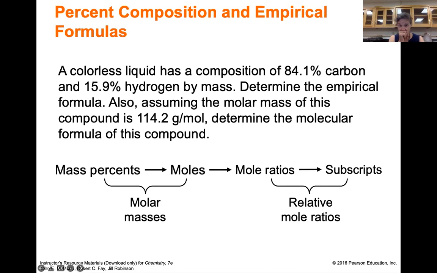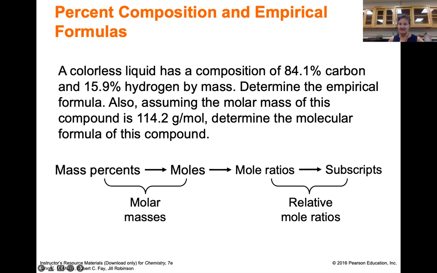So we start out with this problem. It's fairly easy. It tells us that we have a colorless liquid and we want to know what its formula is. It's 84.1% carbon and 15.9% hydrogen by mass. So usually if you're given mass percents, the easiest thing is to say, I have 100 grams of this colorless liquid. That would mean I have 84.1 grams of carbon and 15.9 grams of hydrogen. From that information, we want to figure out what the empirical formula is.